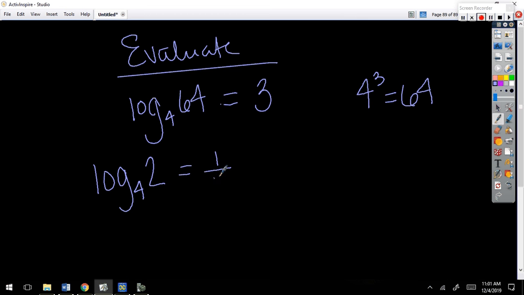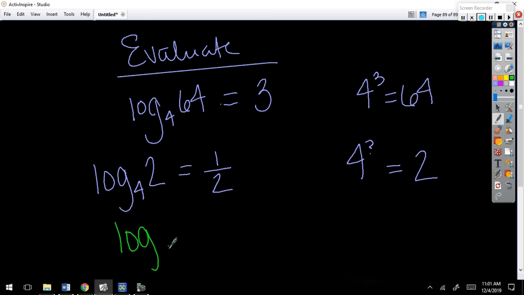Let me calculate it. How's it 1/2? Okay, so let's think about it. 4 to the what power gives you 2? A half, because a half exponent is the same thing as a square root. Wait, so to figure this out, can you just square root 2? No. You're trying to find the exponent.